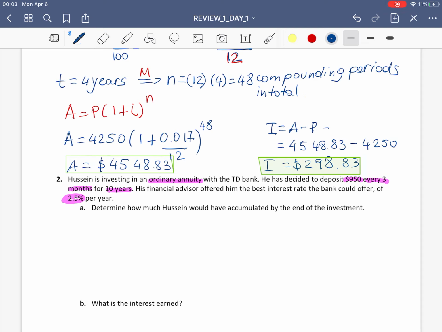So let's get to work, and let's write down the numbers given. So regular deposits would be $950.